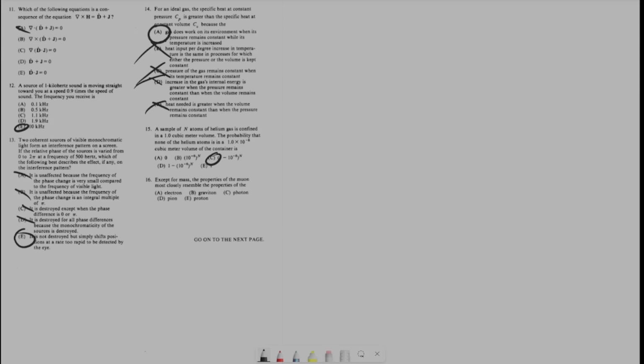Except for mass, the properties of the muon most closely resemble the properties of the electron. This is just definition. The muon is essentially an electron with 200 times the mass. If you know that, you know that.